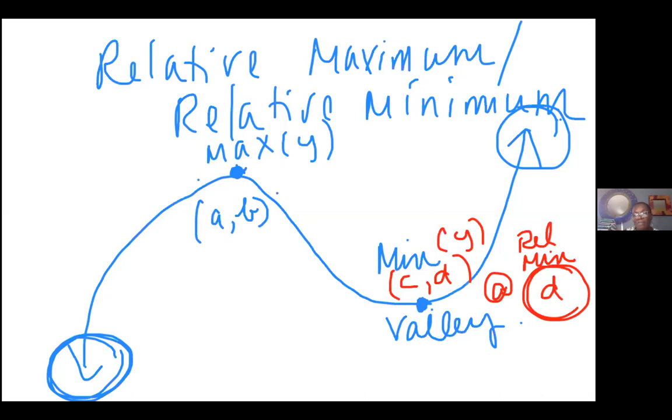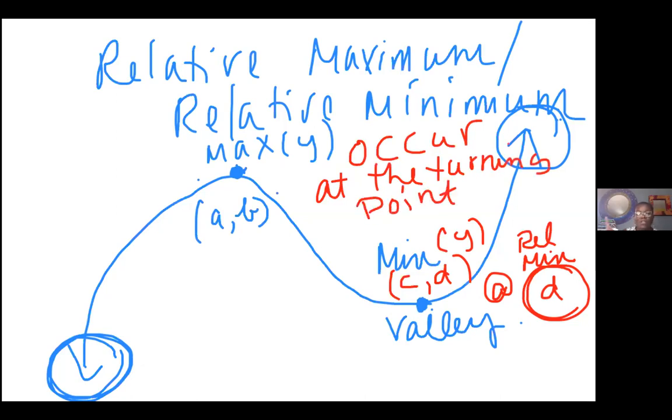Whenever we talk about relative min and relative max, they always occur at a turning point. There must be a turning point. If there's no turning point, then you will not have a relative min or a relative max. You must have a turning point in order to potentially have a relative max or a relative min. And if they ask you for the relative max or relative min, they're asking for the y value at the turning point. So be careful with this. Read the questions, understand what the question is asking you.